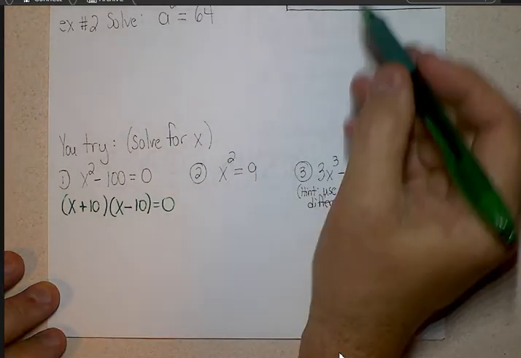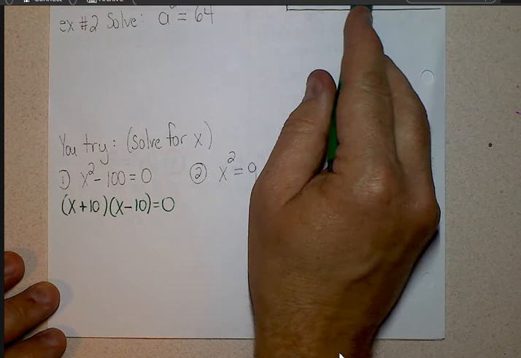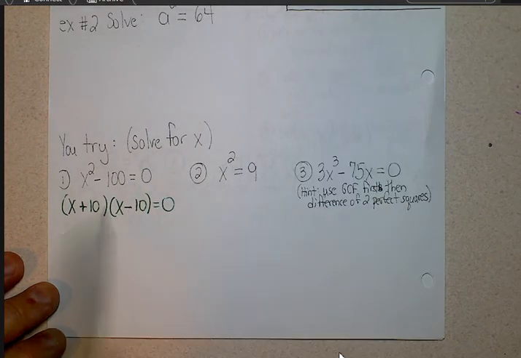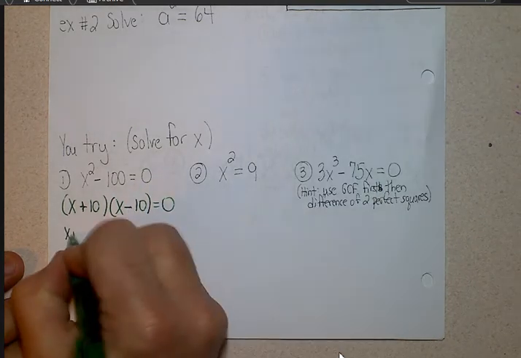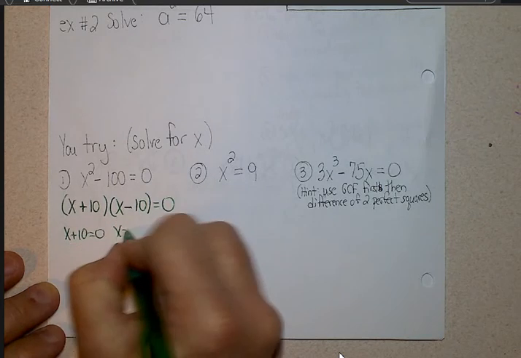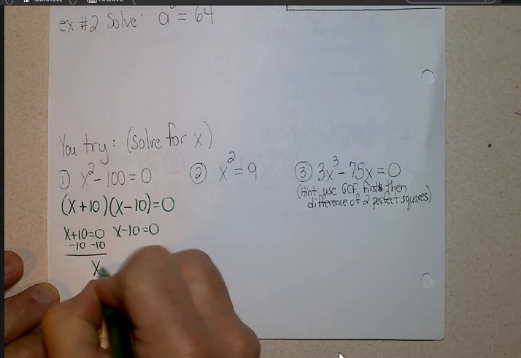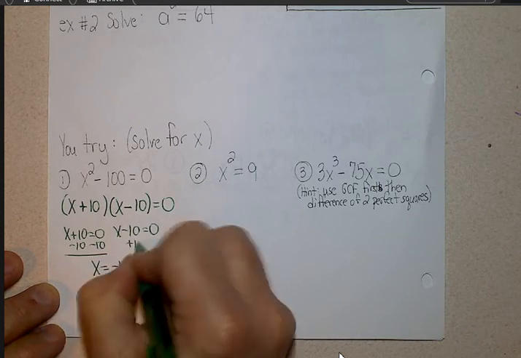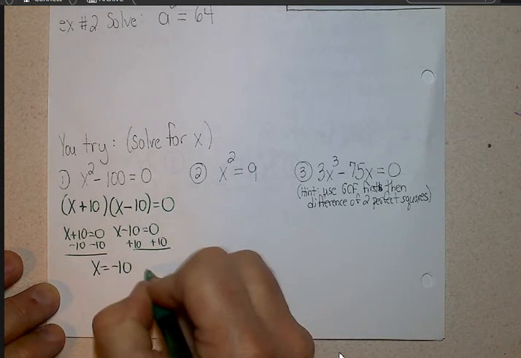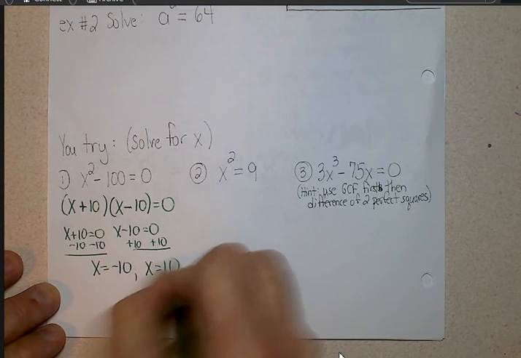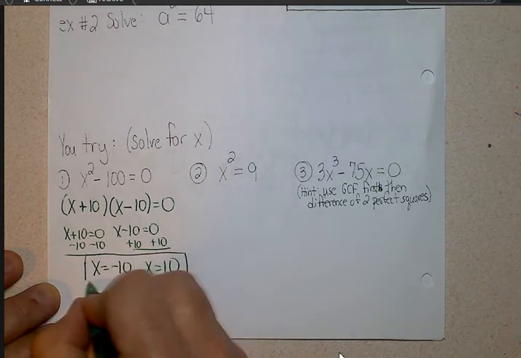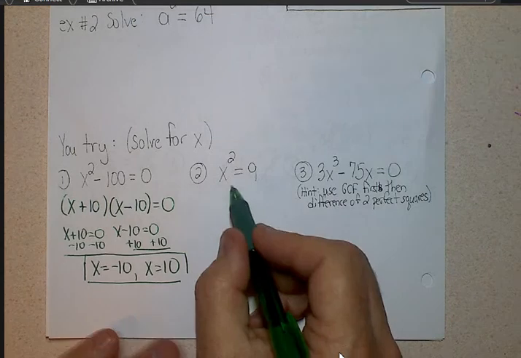All right? So again, we get 0 on one side, which we have. We factor, which we did. And then set each factor equal to 0 and solve. Subtracting 10 from both sides, I get x is equal to a negative 10. Adding 10 to both sides, I get x is equal to a positive 10. My answer.